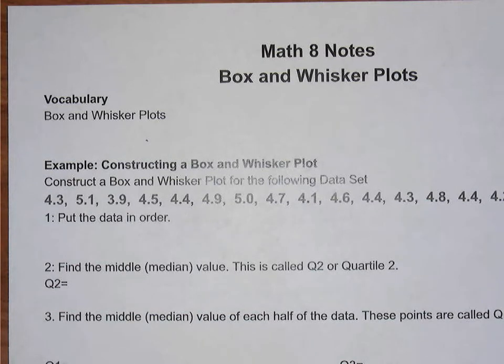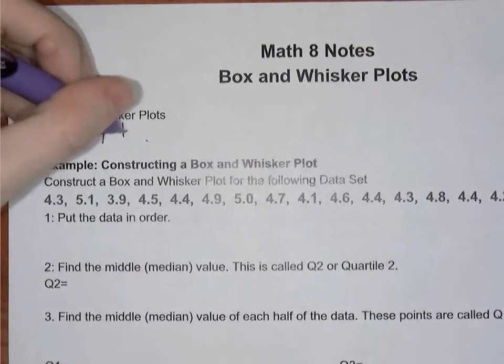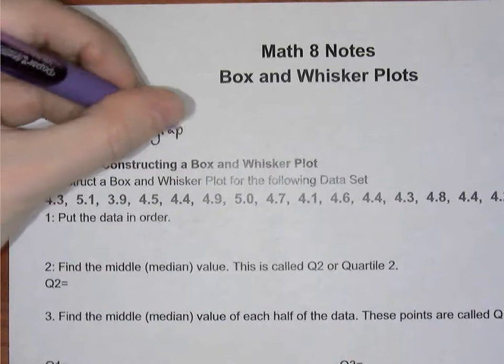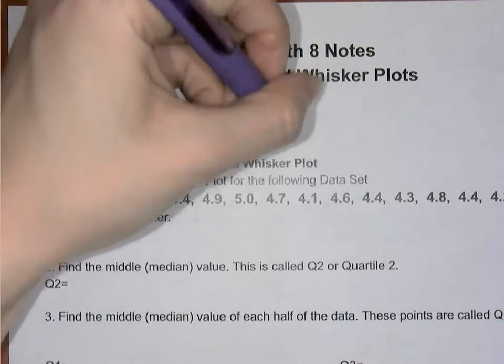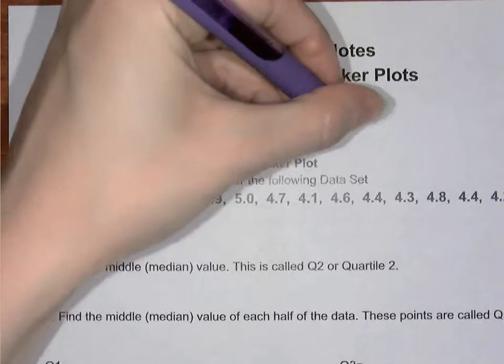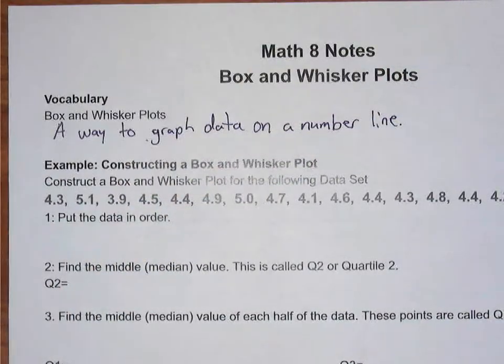Sometimes box and whisker plots are called number line graphs, since it's a way to graph data on a number line. So that's what we're going to use as our definition. It's a way to graph data onto a number line. So usually we use an axis when we graph. We use graph paper or a grid of some sort, but using box and whisker plots, we can use just a number line to graph this data.